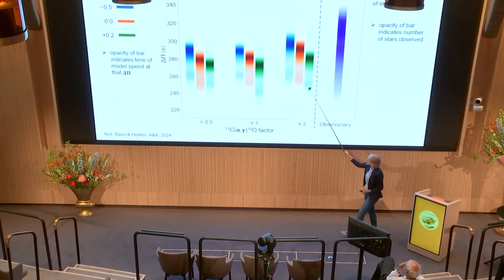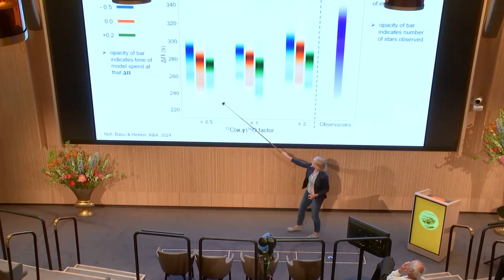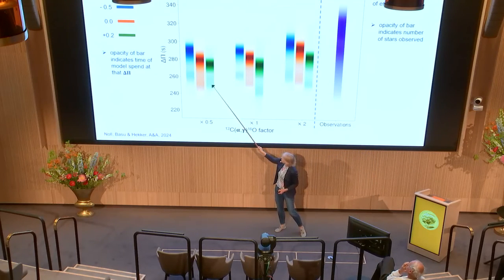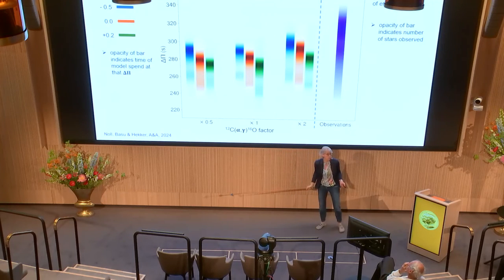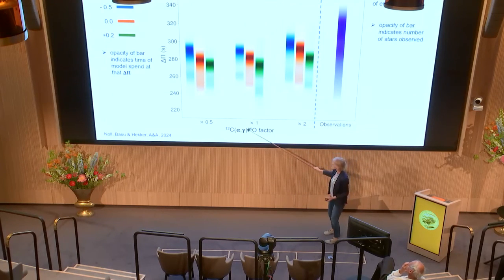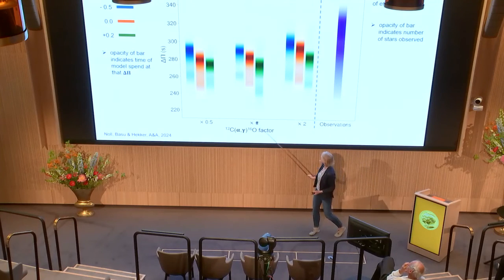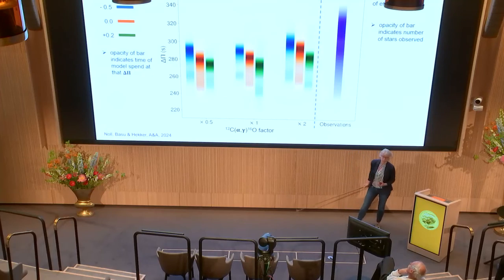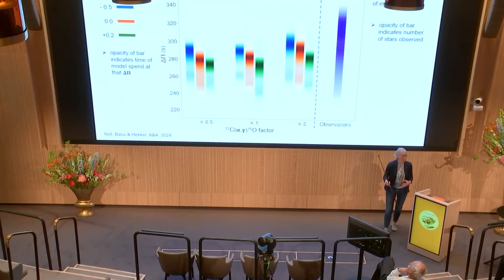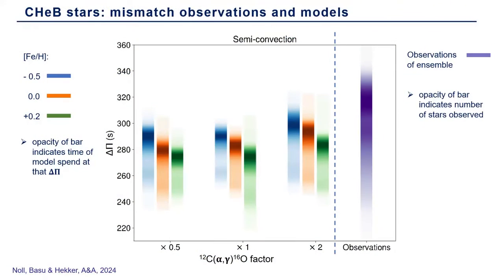So most of the stars are there. And then on the left-hand side, we have the models. We take different metallicities, minus 0.50 and plus 0.2, because the metallicity, of course, has an impact. We change the reaction rates from what is normally used, half of it and double it. And then we took, in this case, semi-convection, which is just one of the prescriptions we can use for the convective boundary mixing. What you can clearly see is that in this prescription, we do not reach these high period spacing values. It's just not possible with our models.